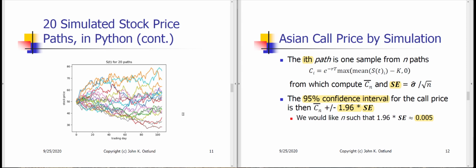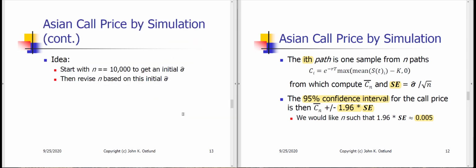All right, so how do we get an n that we want? In our case, we're going to try to get an n that will give us a confidence interval of half a penny. All right, so plus or minus half a penny around our call price.